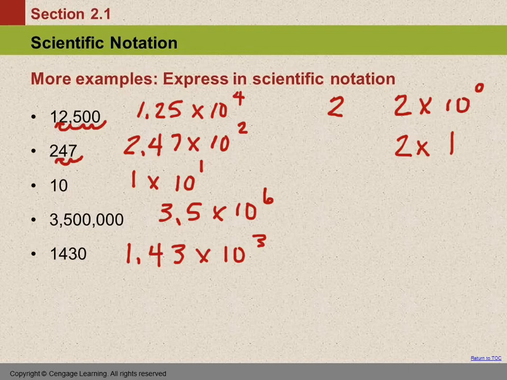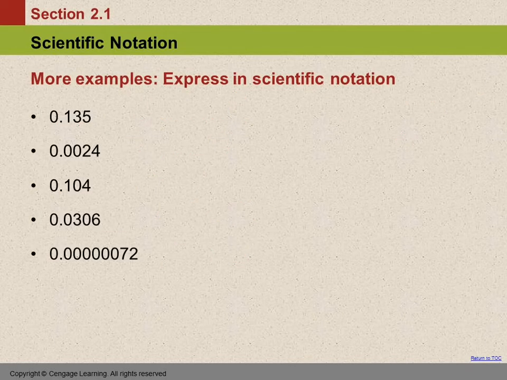I think we've got more examples here because those were all positive exponents. So here's some more examples. Let's express these in scientific notation. So, 0.135, what's that? Anybody? 1.35 times 10 to the negative 1. Very good. So we need to move the decimal point so it's after the 1.